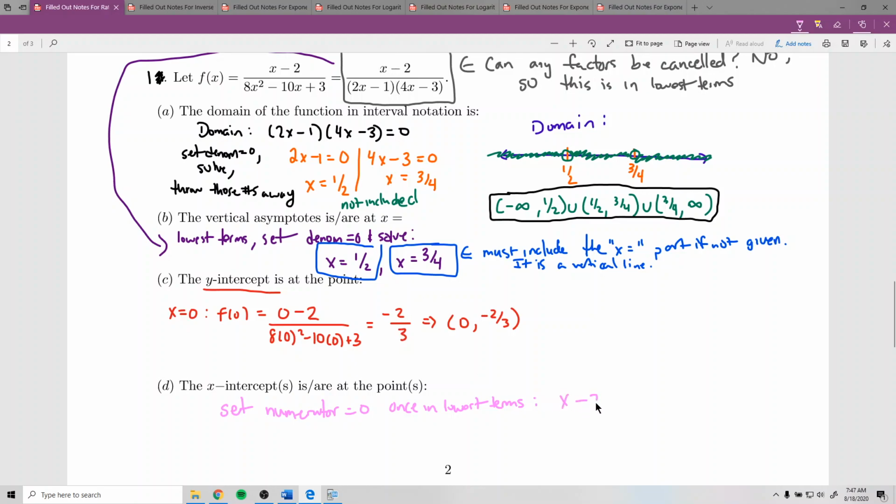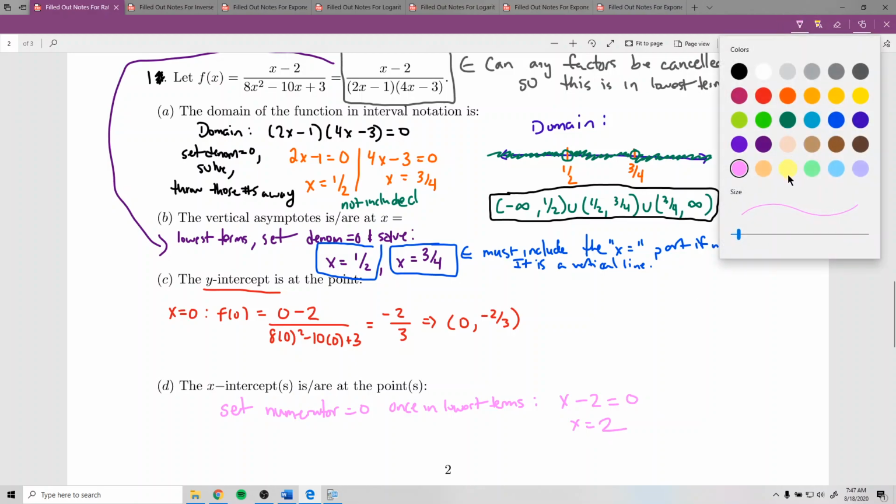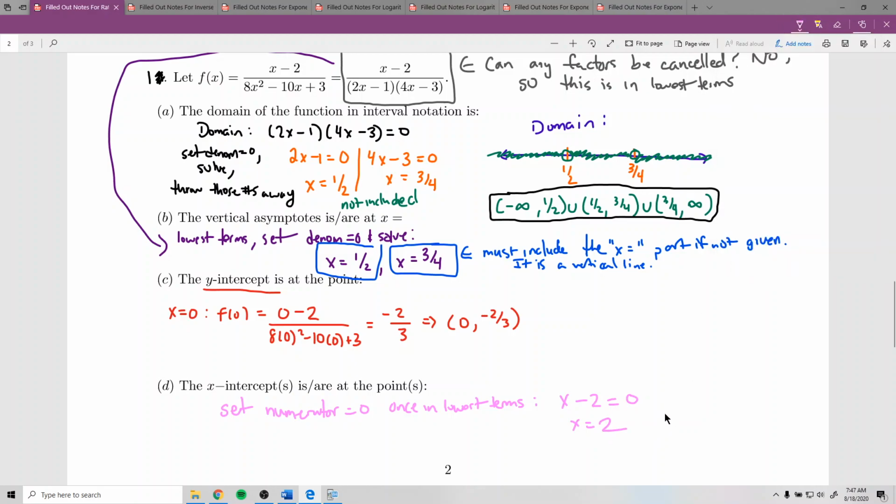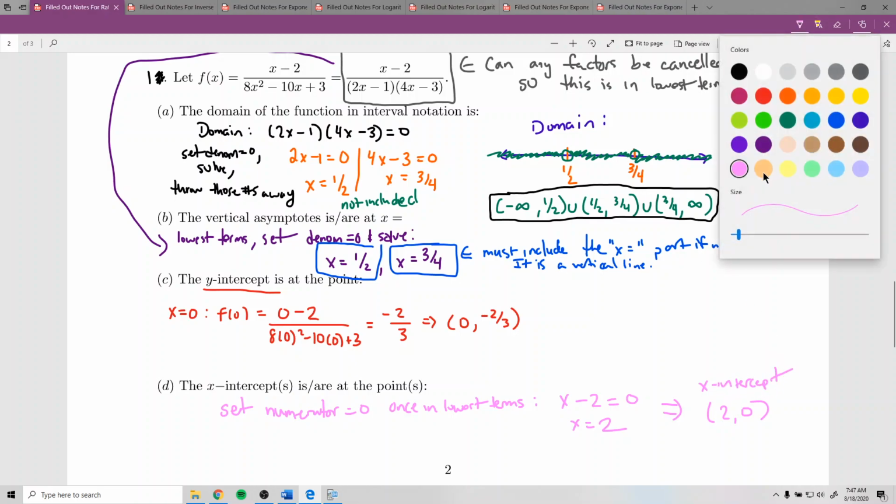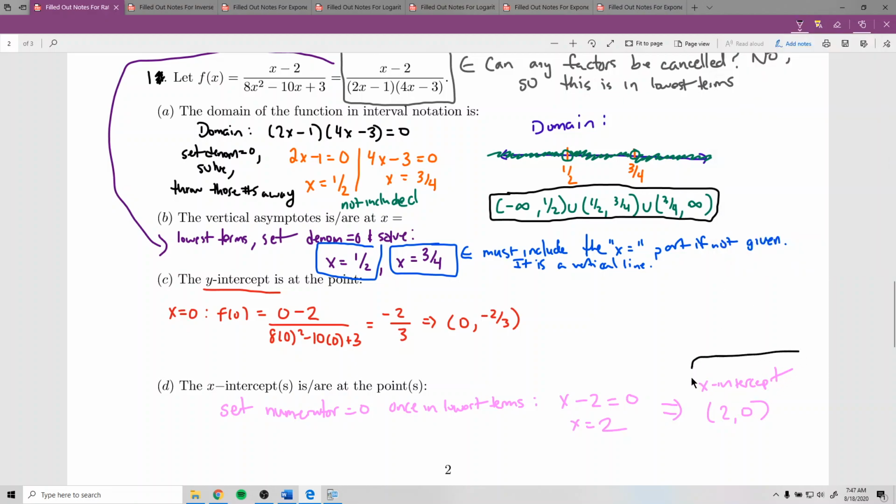All right, so we got x minus 2 equals 0. And we add the 2 to each side. We get x equals 2. And then for our x-intercept, the x value is 2 and the y value is 0. We only have 1, which is quite all right. 2 comma 0.